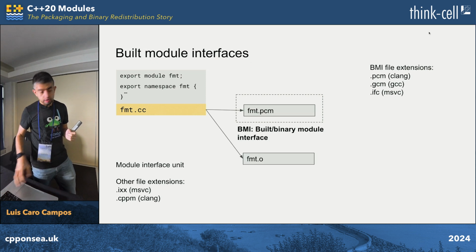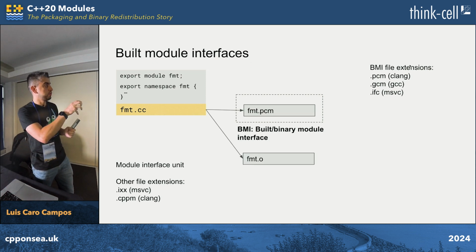So an interesting thing about the interface units is that 2 files can be produced when invoking a compiler. One of them is the built module interface, which is going to be needed by the compiler to resolve the imports when translating the units of the files that are doing the import. And then an object file, which, if you have implementation in this file, the implementation will be in the object file, and then you can link it into a library.